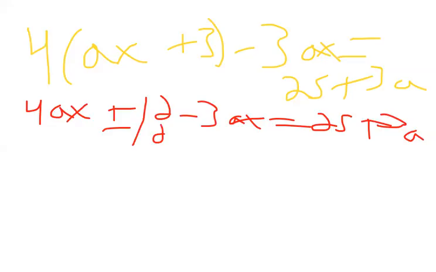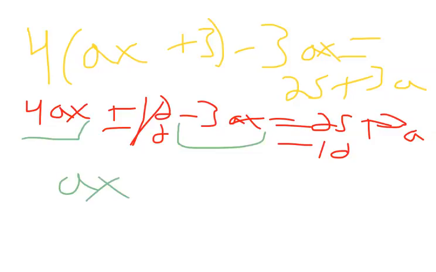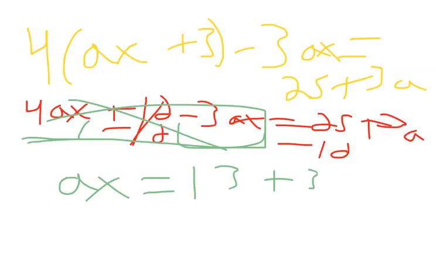I'm just going to subtract the 12 because we want to get the constants in one place. So you're going to end up getting 25, and you can just subtract the 12, so you're going to get 13. So you get 4ax. Actually, I'm just not going to do that. If I see something already, 4ax minus 3ax is just ax. And then the left side is essentially done. It's just ax. And 25 minus 12 is 13 plus 3a.